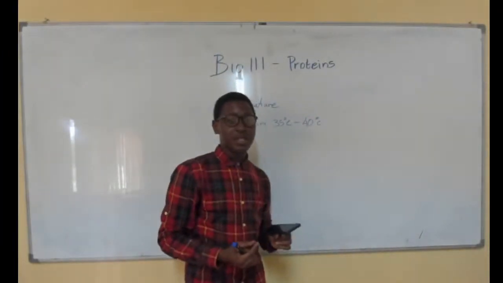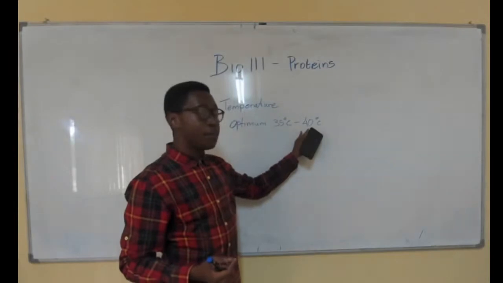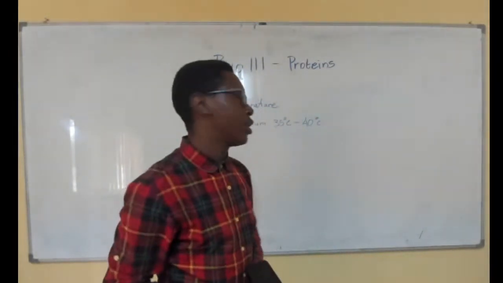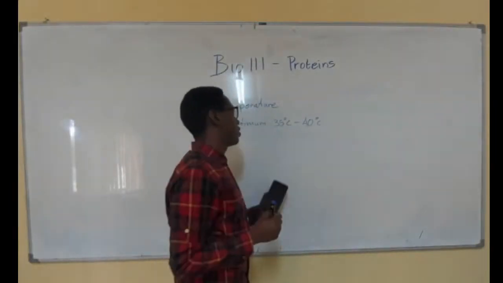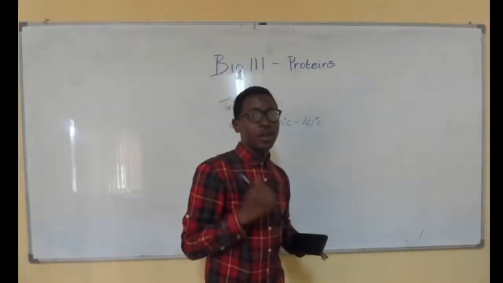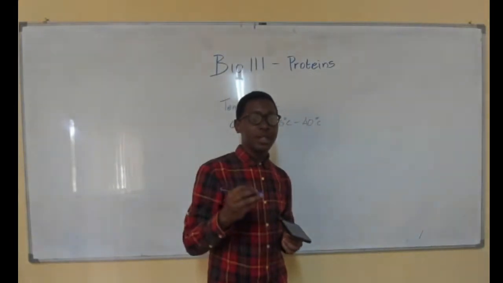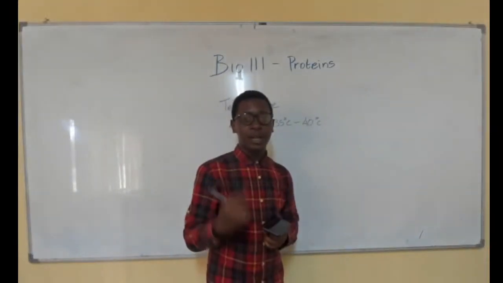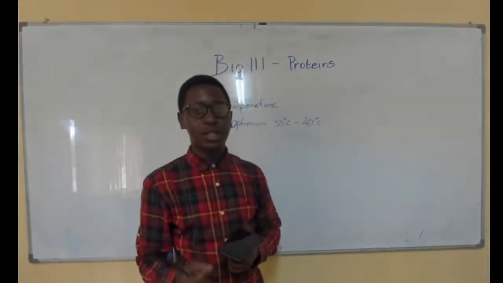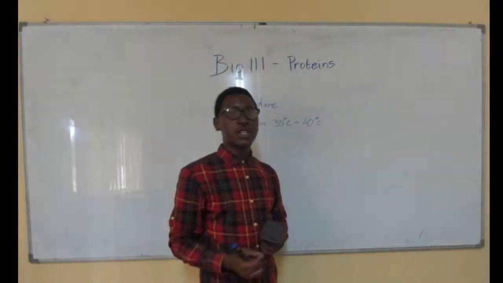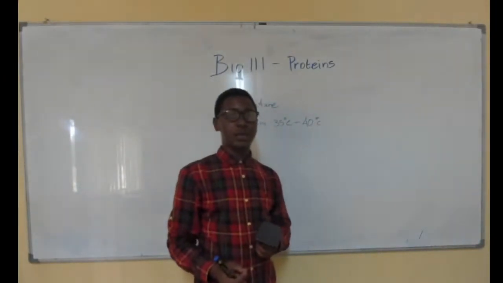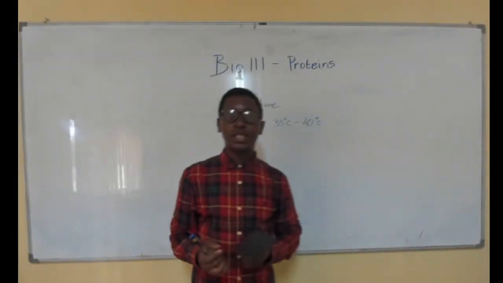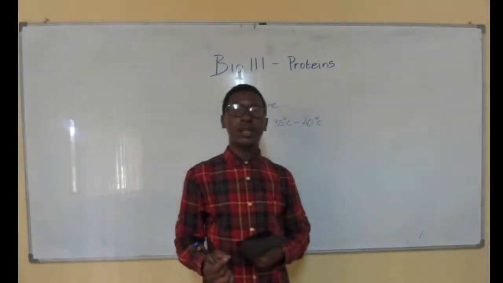So what happens if you reduce the temperature below this optimum temperature? If you reduce below 35 degrees, the lower the temperature, the slower the enzymatic activity. So the enzyme activity will reduce as the temperature reduces, until eventually, if you keep reducing the temperature, there will be no enzymatic activity.